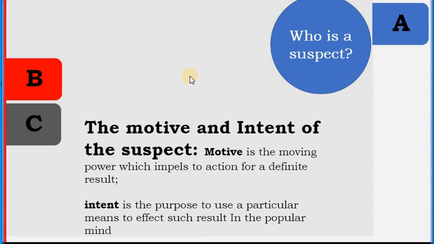Yung nasa utak mo, that is your motive na gusto ko pong tumaas ang grade, gusto kong pumasa. Pero kapag nag-formulate ka na sa utak mo na ang gagamitin kong paraan para tumaas ang pasa ko ay mag-cheat ako, yun ang intent. Ibig sabihin, you are using a particular means para magawa mo yung motive mo. Na-guess niyo na po ba ang pinagkaiba ng motive and intent?